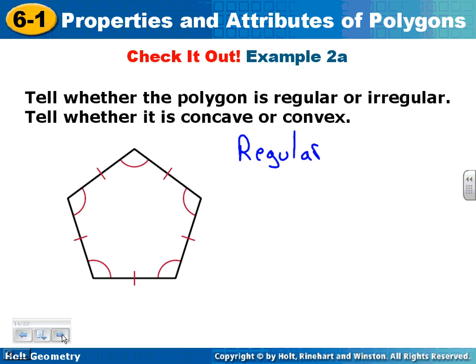Concave or convex? Well, I don't see anything really sunken in, so it's not concave. That means it has to be convex.